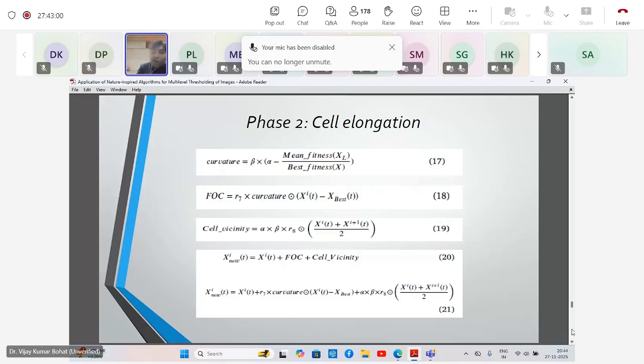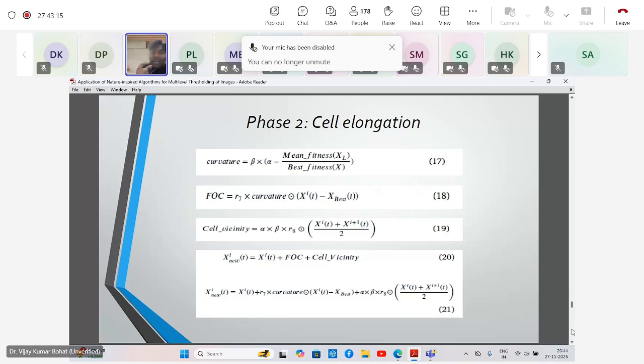That's how the new position of a new position is created. So how will they bend? What are the phenomena that will be utilized for the bending? So first we calculate curvature. They will have a curvature.